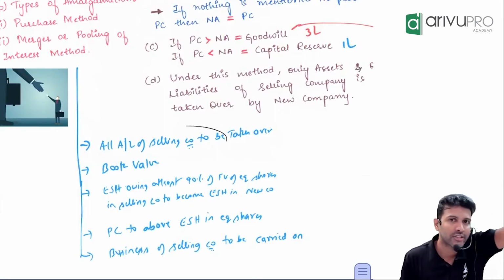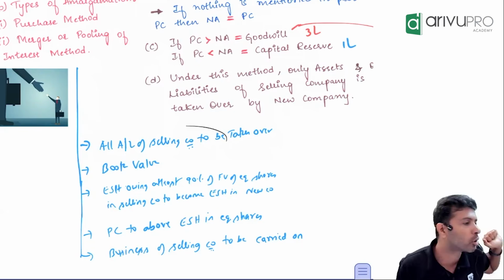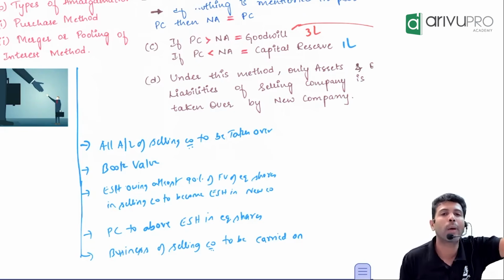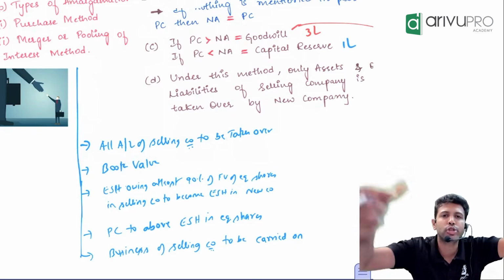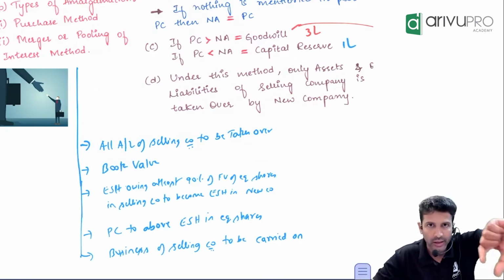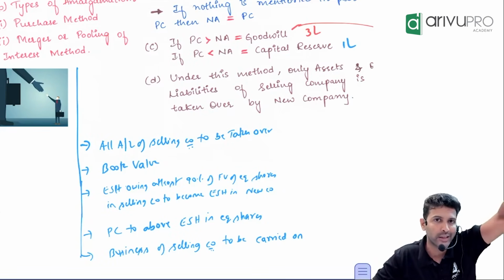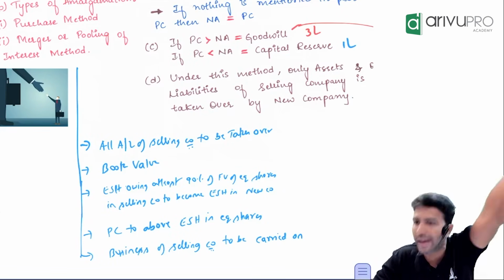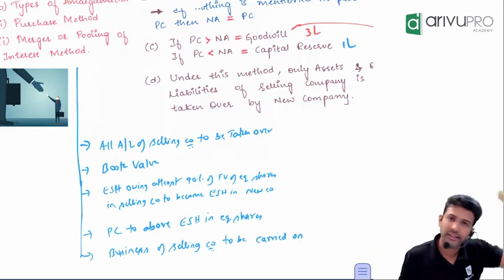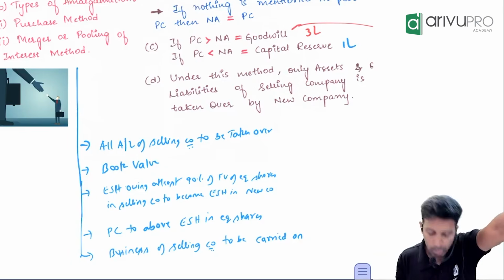Not even one asset should be left out. Not even one liability should be left out. Everything should be taken. And they should be taken over at book value. Book value means the value shown in the books, or carrying amount, or whatever you say. At whatever value the selling company is showing that asset and liability in their balance sheet, at that same value the new company should take over. That's the second condition. They should take over at book value.